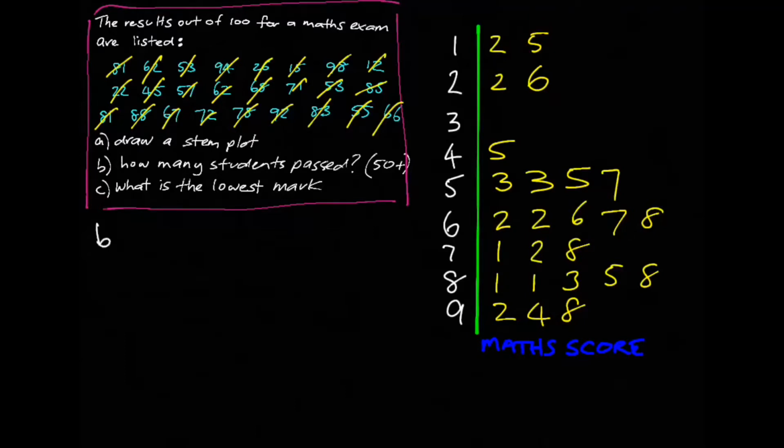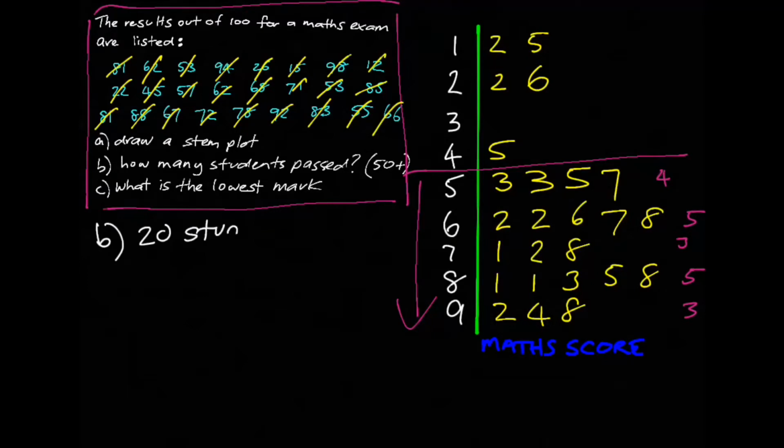Okay, so B, how many students passed? So 50 or more. So we go ahead and draw a line there, and we add up from there down. So 4 plus 5 plus 3 plus 5 plus 3. So that gives 20 students passed.